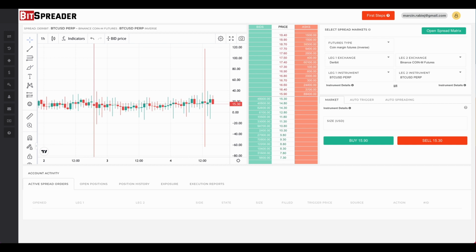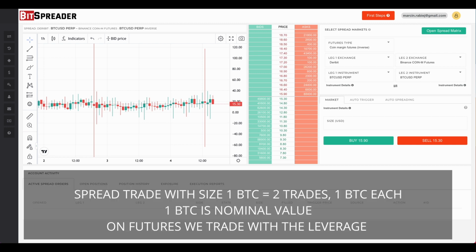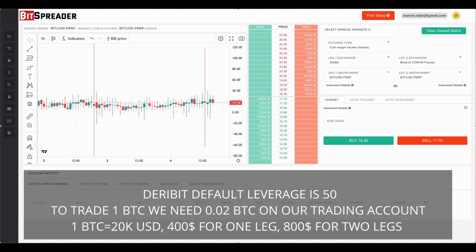One important note about the amount of the spread trade. 1 BTC is the nominal value of each spread trade leg. As we are trading on futures contracts, we trade with leverage. Deribit's default leverage is 50.